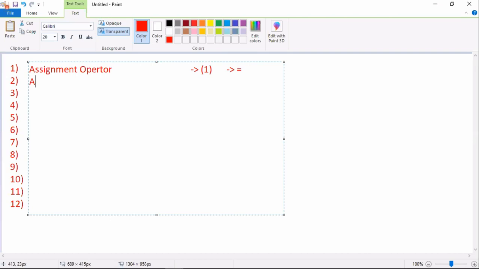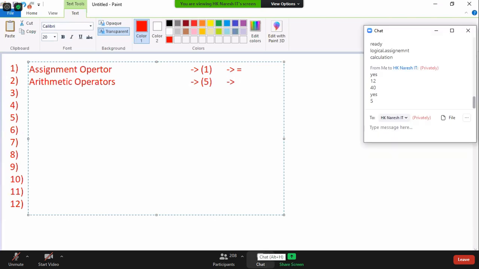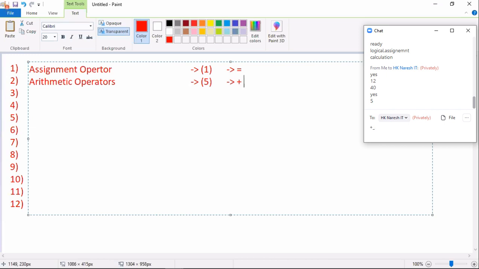Next, after assignment, we should go for some calculations. Now I'm going to write arithmetic operators. How many arithmetic operators are there? We have 5 arithmetic operators. What are they? Plus, minus, into, division, and generally people call it the modulo operator. You can also call it remainder. Totally 5 operators.